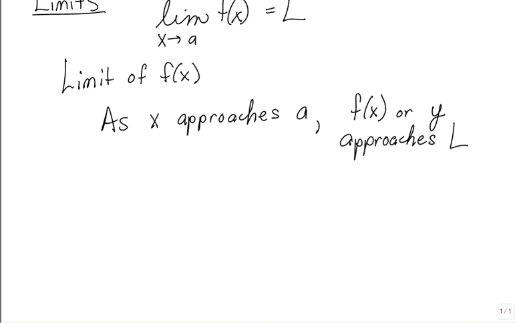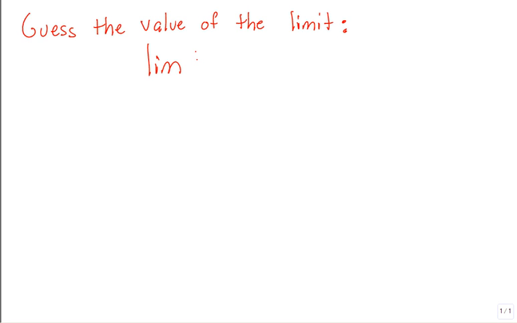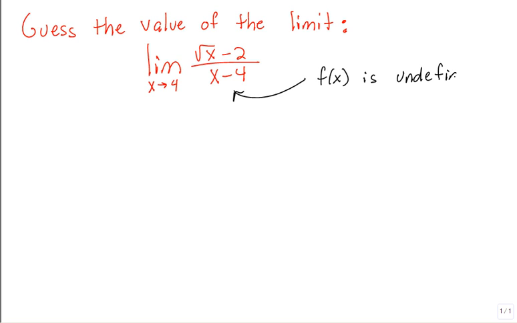Okay, so let's try to get an idea of what's happening here. What we're going to do is try to guess the value of the limit in this example. We're going to do the limit of the square root of x minus 2 over x minus 4 as x approaches 4. Now notice, for this function, f of x, it's undefined at 4, so we can't get to 4, but we can get as close as we want to 4. So that's the idea of it. We want to know what's happening at 4 or around 4, so we have to use a limit. We have to approach 4 because it's never going to be equal to 4.